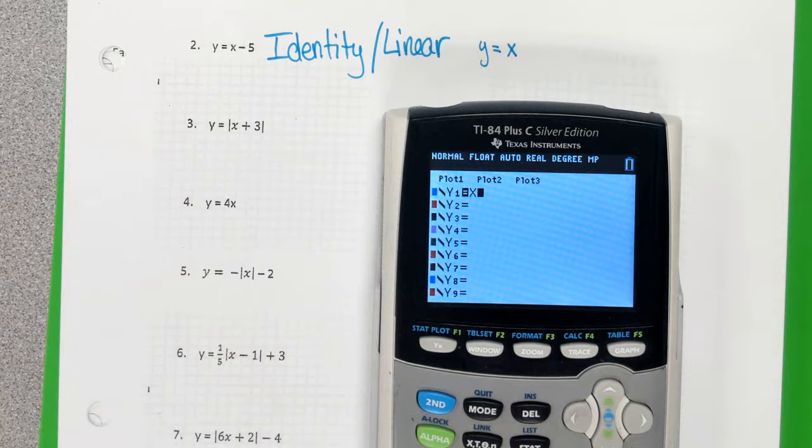All right, so what's my parent graph? That's the very first one we're going to do. We're going to graph the parent graph. The only reason we're graphing the parent graph is so that we can see the transformation, how much is moving up and down or left and right, correct?